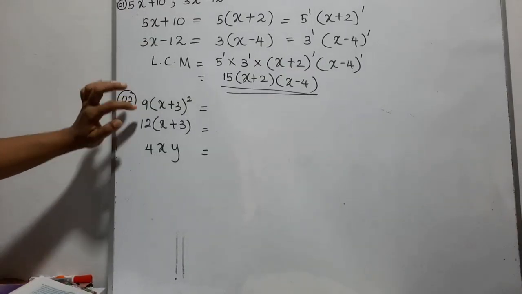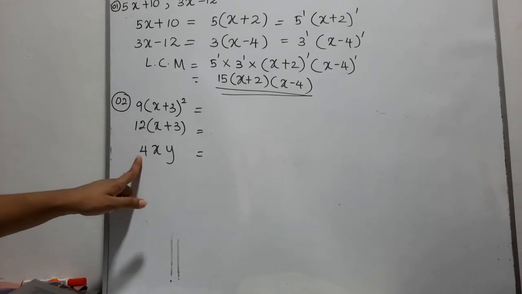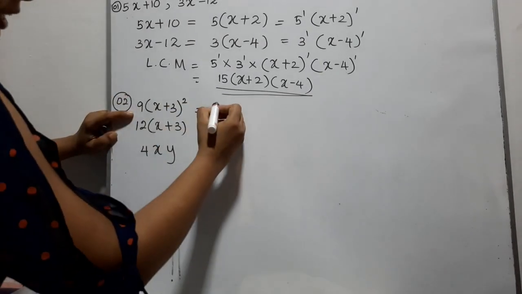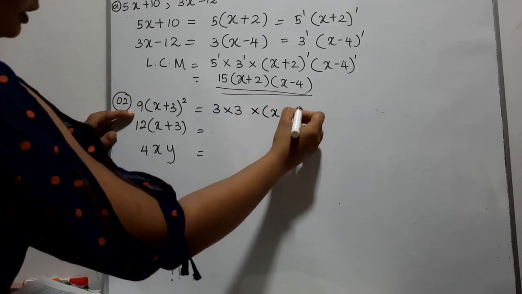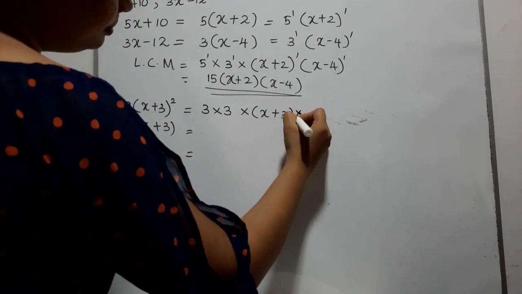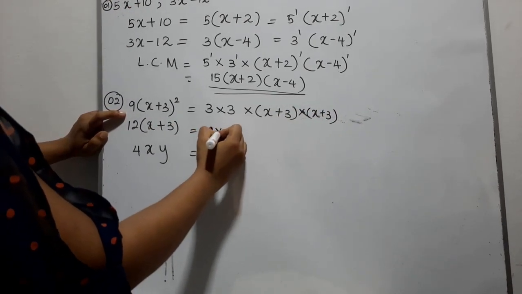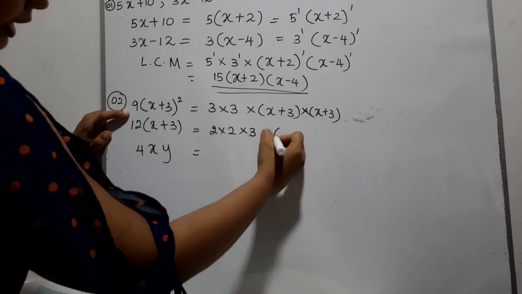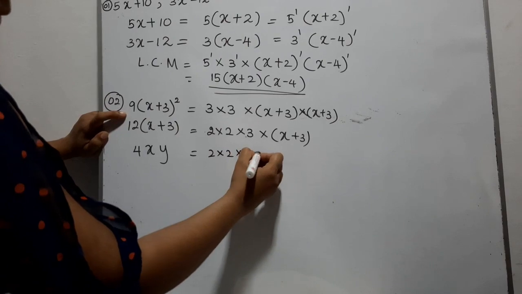Let's see another example. Here 9 times x plus 3 squared, 12 times x plus 3, and 4xy. Here we have to factorize those. 9 can be written as 3 into 3. Here x plus 3 squared, so we can write x plus 3 into x plus 3. Here 12 can be written as 2 into 2 into 3 into x plus 3. Here 4 is 2 into 2 into x into y.